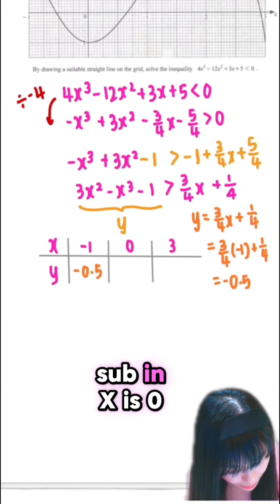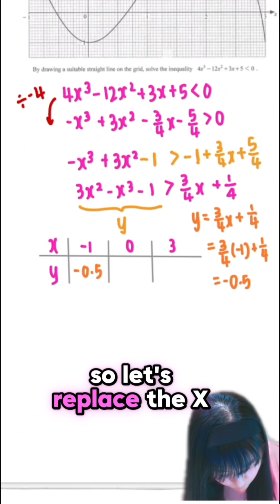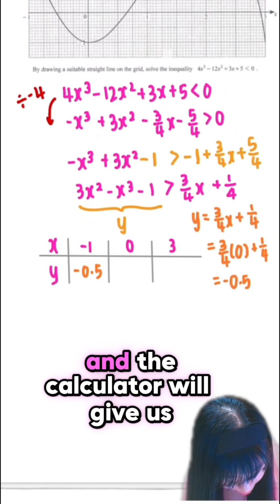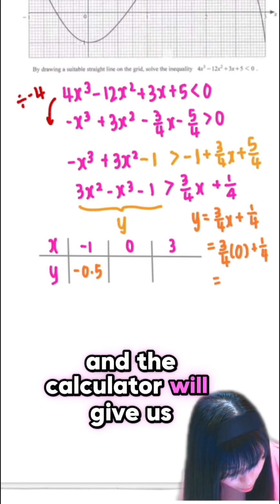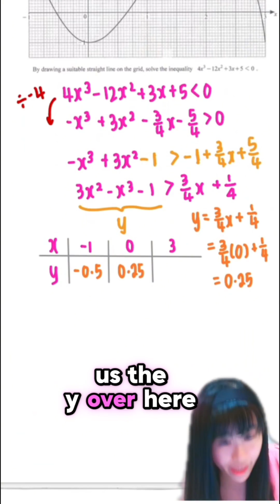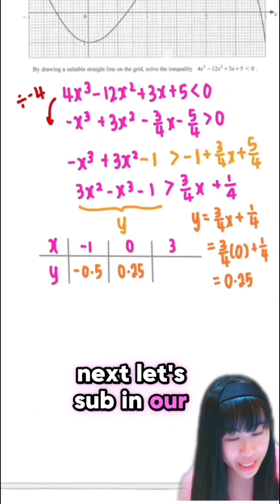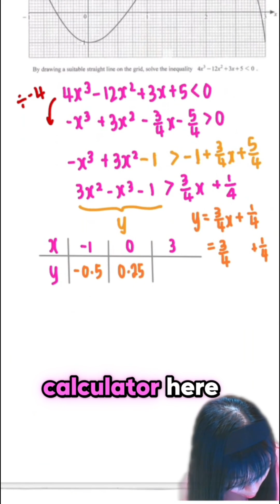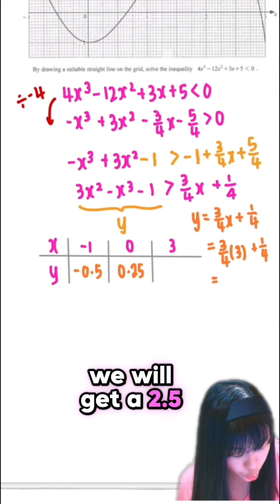Next, we are going to sub in x is 0. So let's replace the x here with a 0. And the calculator will give us a 0.25. Alright, so that will give us the y over here. Next, let's sub in our x is a 3. So if we sub in x is a 3, in our calculator here, we will get a 2.5.